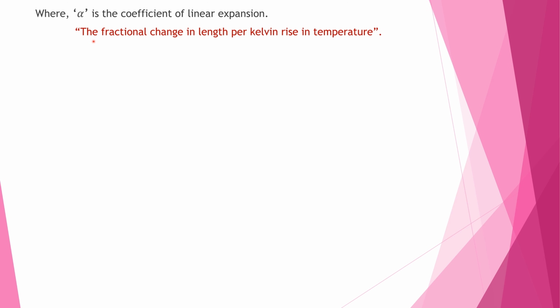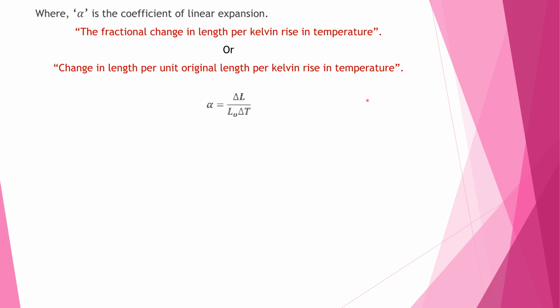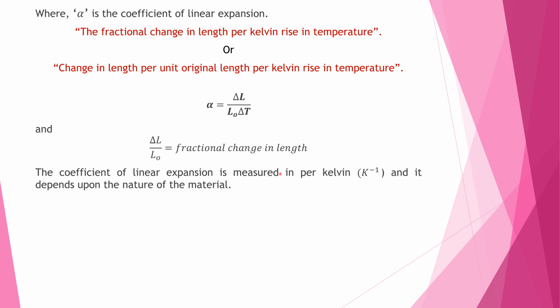If we define it, it is the fractional change in length per Kelvin rise in temperature, or we can say the change in length per unit original length per Kelvin rise in temperature. So the formula of alpha is delta L upon L naught delta T, and this delta L upon L naught is known as fractional change in length. The coefficient of linear expansion is measured in per Kelvin, and it depends upon the nature of the material only.